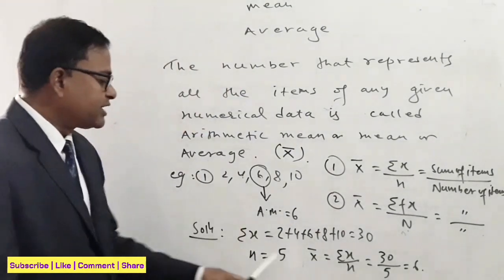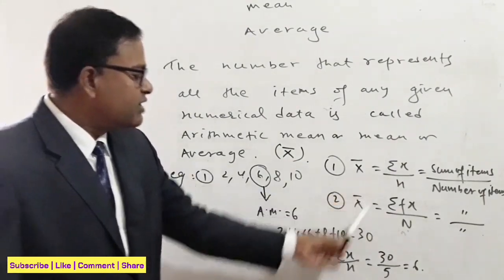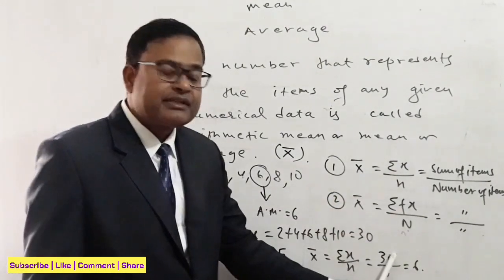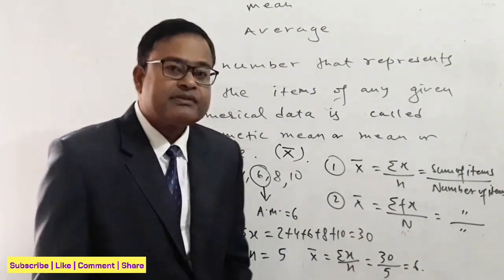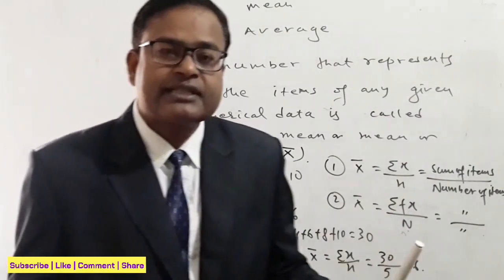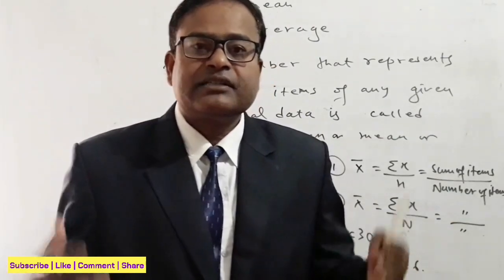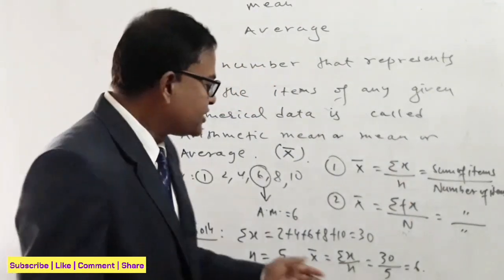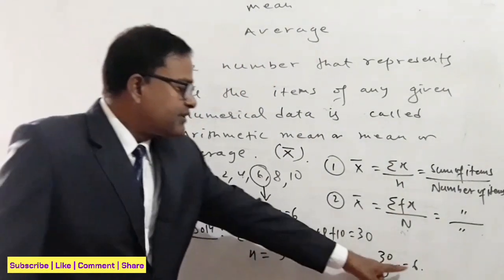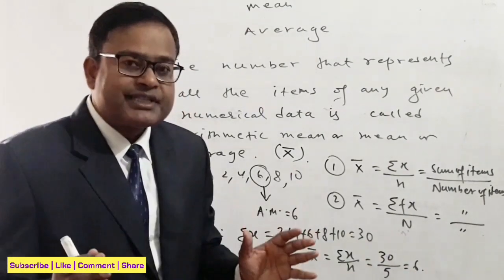So already we have calculated by using the first formula x bar is equal to summation x by n, that means 30 divided by 5. So we have to take the sum of items at first and divide by the number of items. Then we can easily find the average of given data. Now dear students, the average of given data we have already calculated is 6.